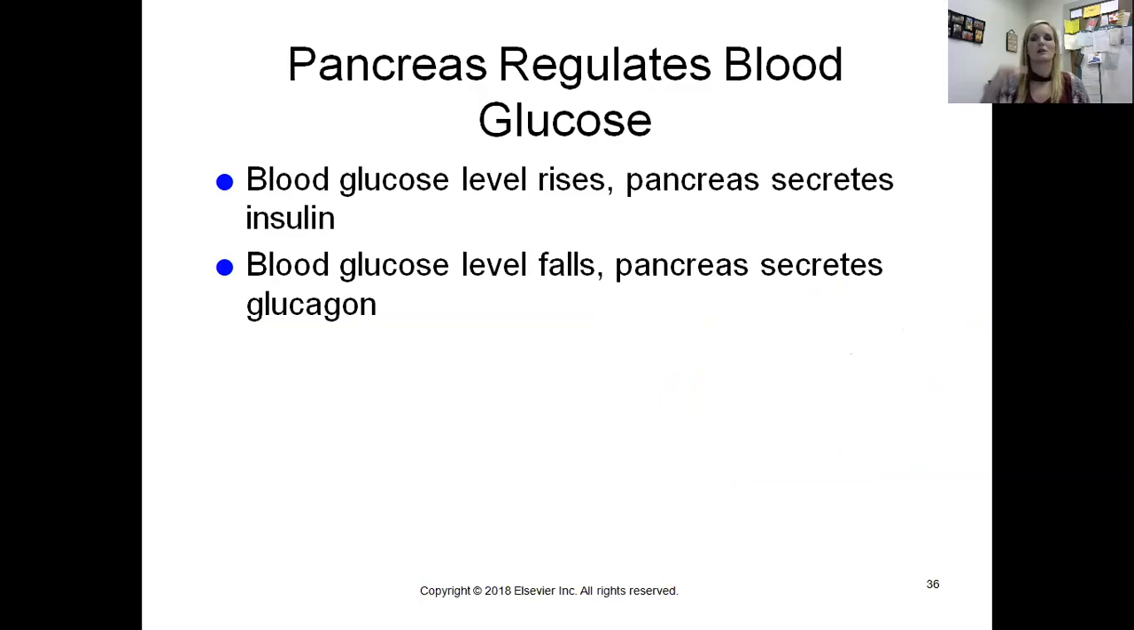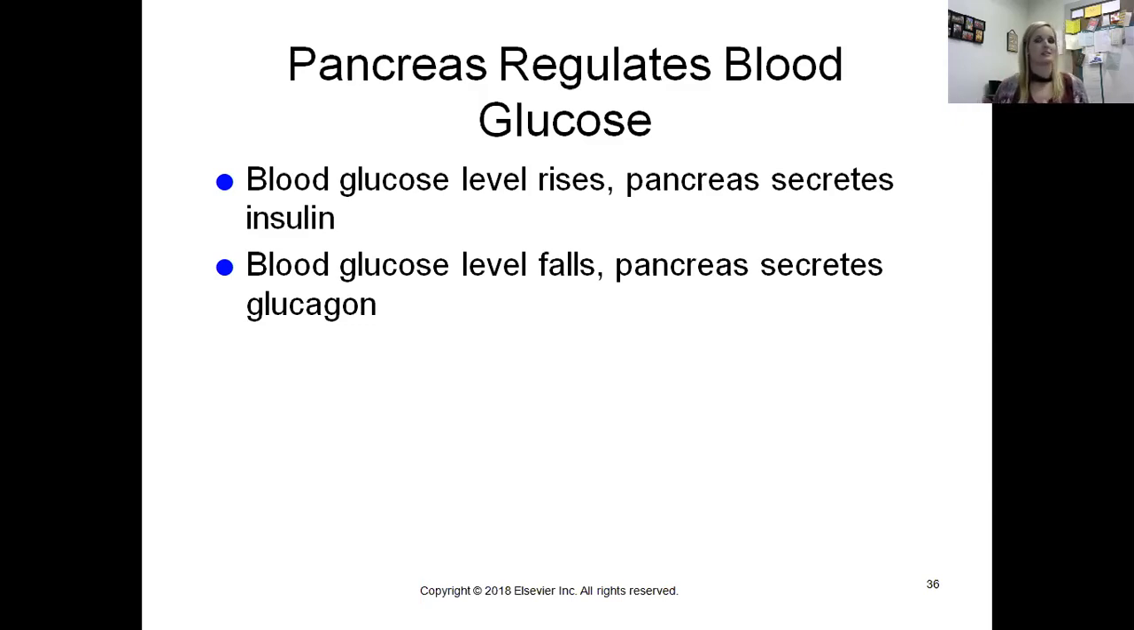In the event that blood glucose level rises, the pancreas will secrete insulin, and insulin is designed to bring it back to a normal level. Again, it is a negative feedback, so it will turn off once our blood glucose gets to that normal level. When blood glucose levels fall, and this could happen for a number of different reasons.